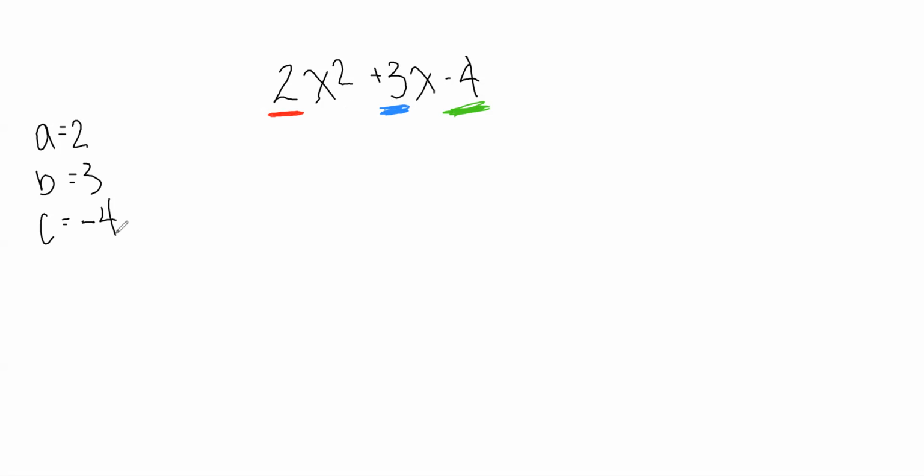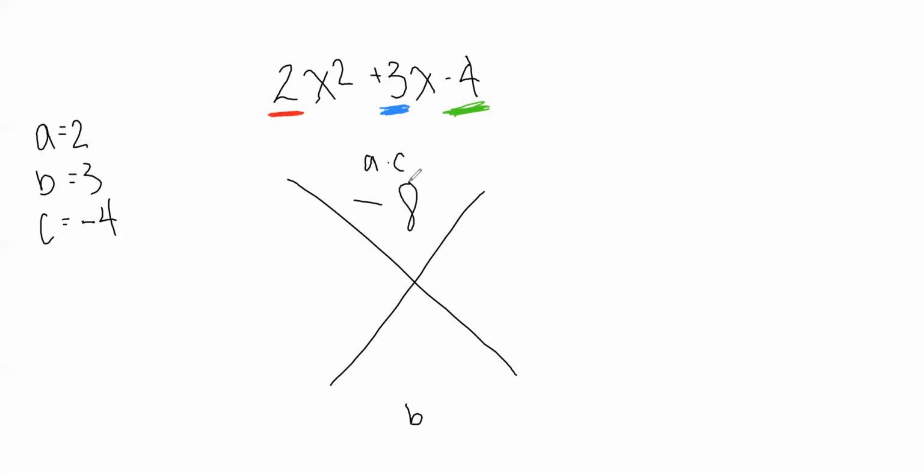And maybe you want to start to try factoring by grouping. So you make a big X. On the top is the product of A and C, and the bottom is B. So 2 times negative 4 gives me negative 8, and there's a positive 3 on the bottom. And what I have to ask myself is, are there 2 integers that are going to multiply to get the top, so multiply to get negative 8, and add to get positive 3 on the bottom?